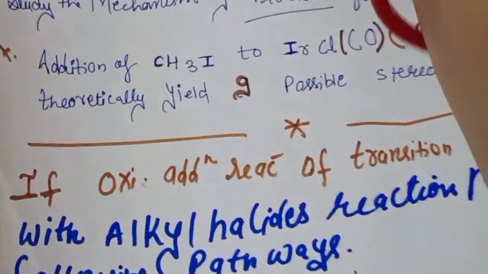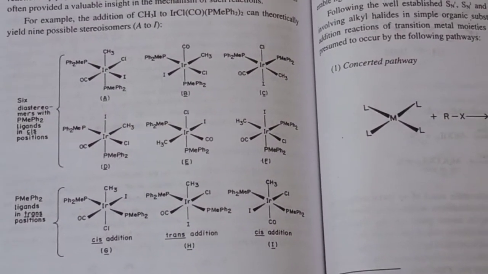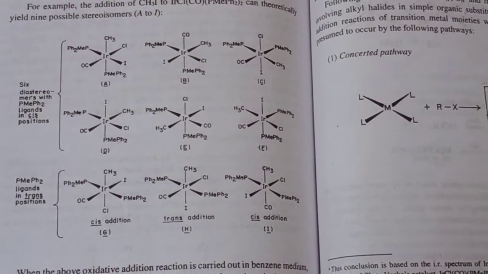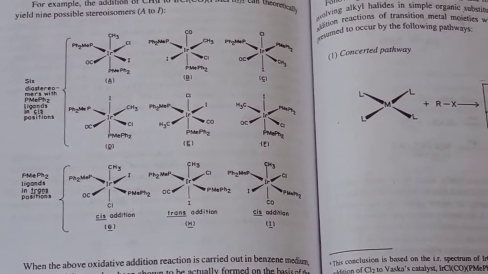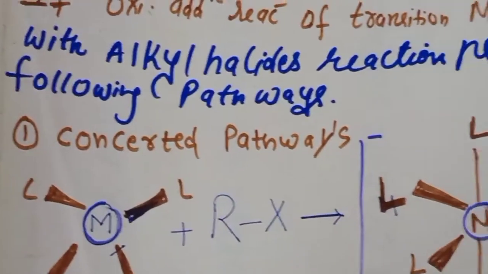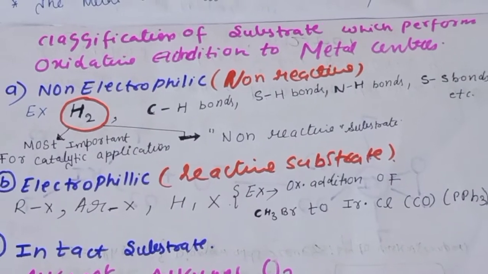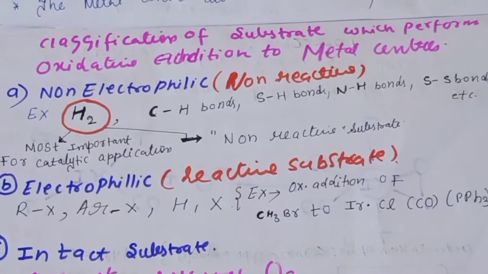So what are the isomers? Isomers have different steric arrangements in space. If you want to take a screenshot, you can take a screenshot of the 9 stereoisomers, just for knowledge. You must know all these things, as sometimes questions are asked. Now we can see the classification of the substrates which perform the oxidative addition reaction at the metal center.